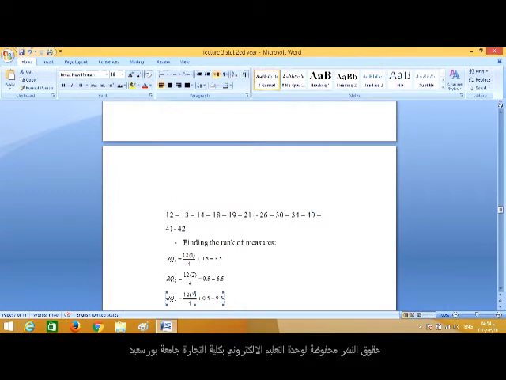Here the second quartile is between 21 and 26. So it is equal to the average of these two values. 21 plus 26 equals 47, divided by 2, equals 23.5.